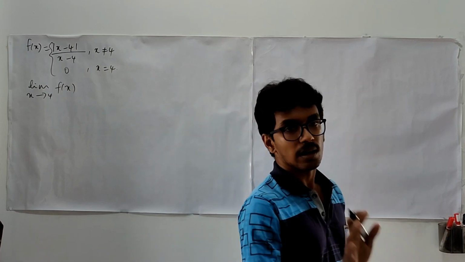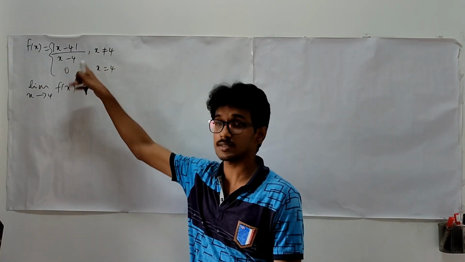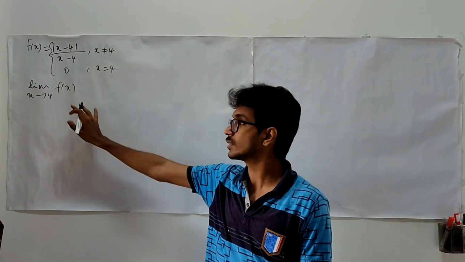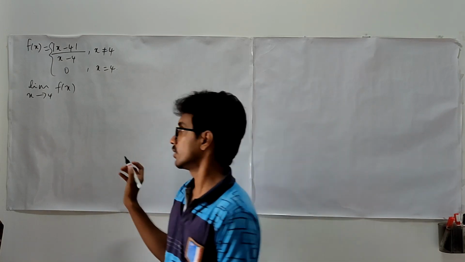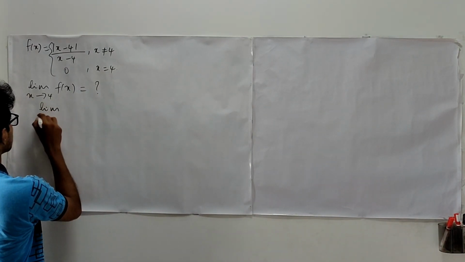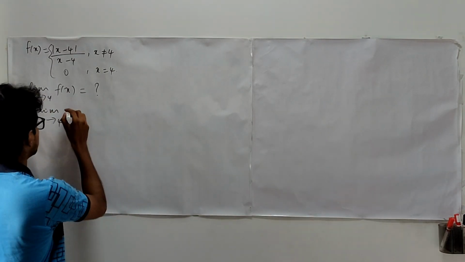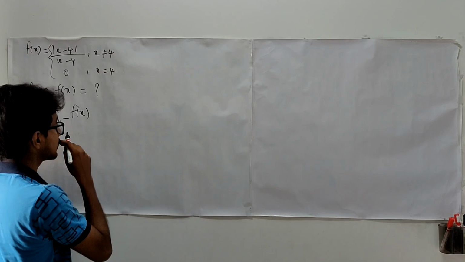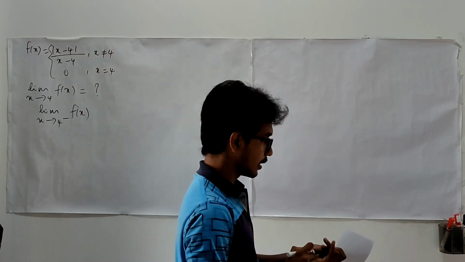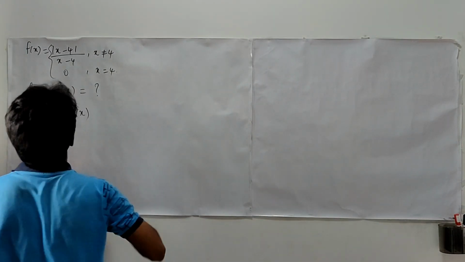Here, when your x is 4, your function value, that is f of 4, is 0. We will have to check whether the same matches with the left and right limits or not. So this is the given question. So let us do 4 minus, that is, the left limit we are going to evaluate. So when your x is less than 4, what is going to happen? Before that, let us examine the behavior of this function.